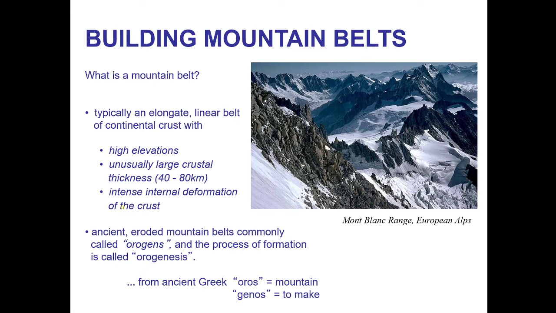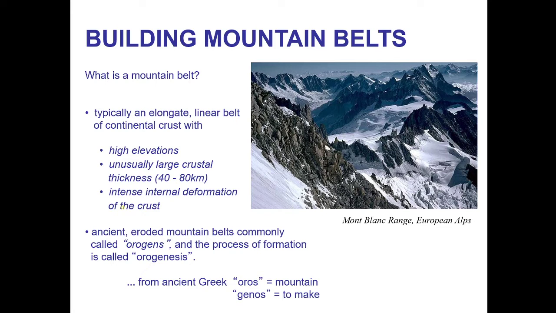So typically it's an elongate linear belt of continental crust with high elevations, really thick crust, 40 to 80, even 100 maybe kilometer thick crust, with intense internal deformation. That's an important thing. To take regular crust and make it this thick, we're going to have to keep squashing it to thicken it. And so that's one of the common themes here. So we've looked at deforming rocks. Now we want to look at what that deformation of rocks does to help us make mountain belts.